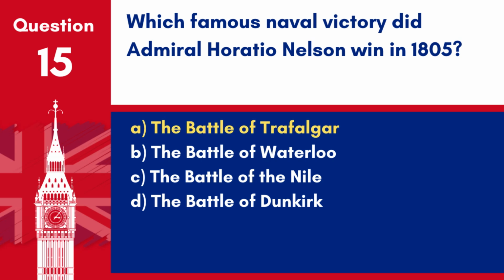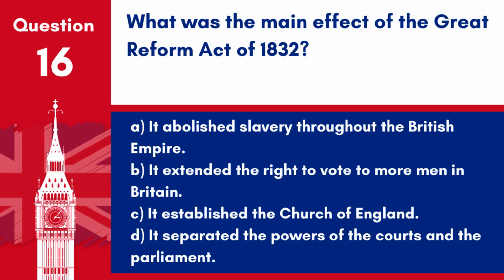Answer. A. The Battle of Trafalgar. Admiral Horatio Nelson is most famous for his victory at the Battle of Trafalgar in 1805, which secured British naval supremacy. Question 16. What was the main effect of the Great Reform Act of 1832? A. It abolished slavery throughout the British Empire. B. It extended the right to vote to more men in Britain. C. It established the Church of England. D. It separated the powers of the courts and the Parliament.